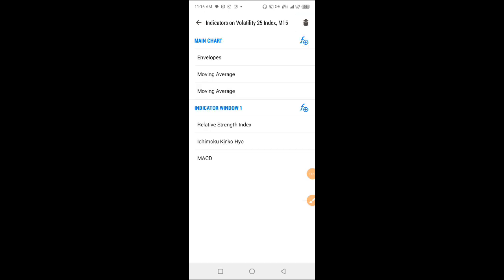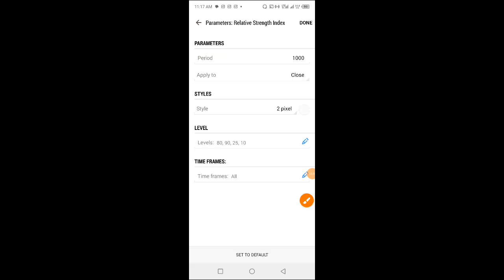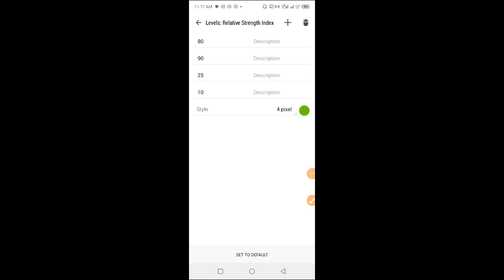Then indicator 1. For you to do this indicator 1, you click on the main chart, which is this icon. Click on this icon here. You add RSI. Can you see, guys? Period 1000. Style, your background color. Apply to close. Then levels. Here are the levels: 80, 90, 25, and 10. Can you see it?